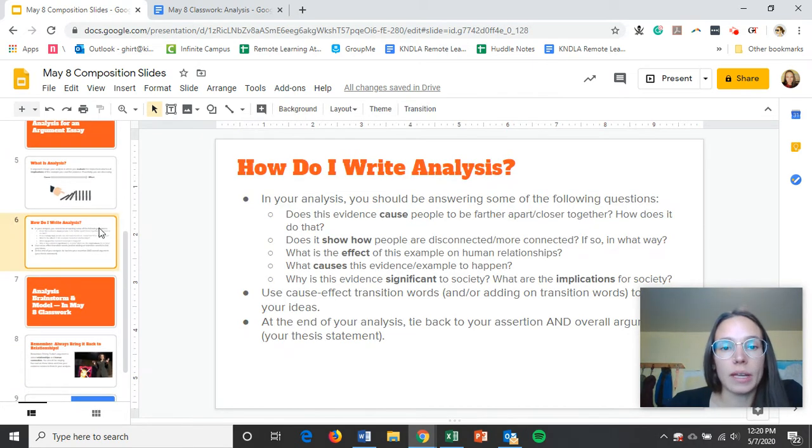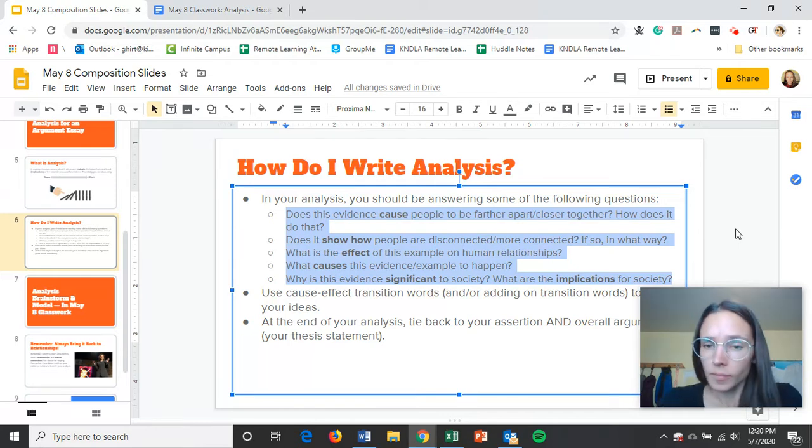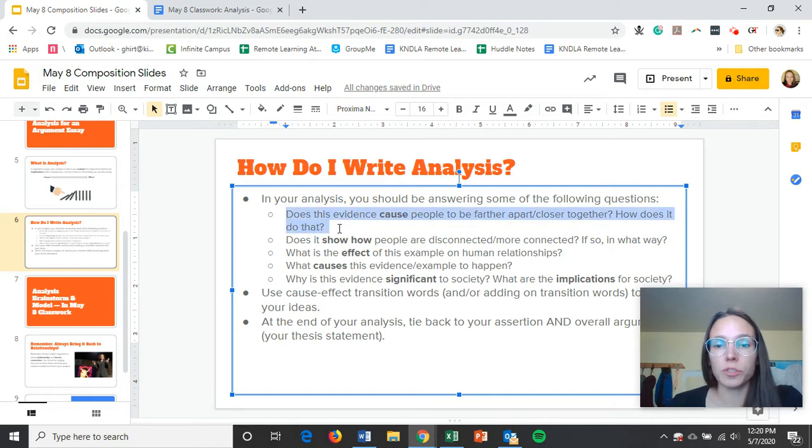So how do you write analysis? These are some questions that you can ask, similar to what we did for looking at that Pew data. Does this evidence cause people to be farther apart or closer together? How so? What does it show, how people are more disconnected or connected? What's the effect of this example on human relationships? What causes this to happen? Why is this important? Significant? Why is this significant to society? What are the implications for society? So those are some questions you can answer.